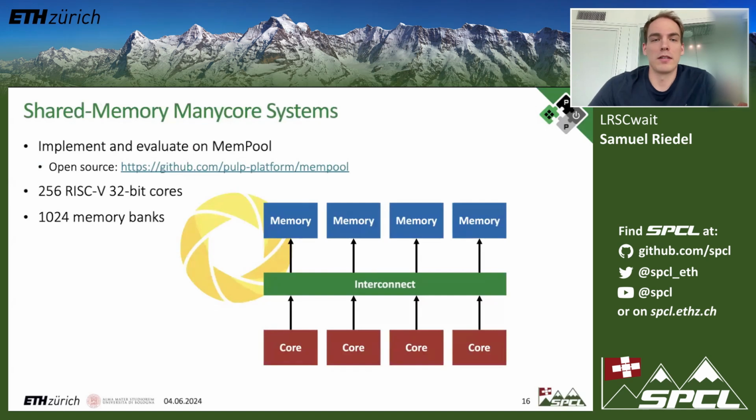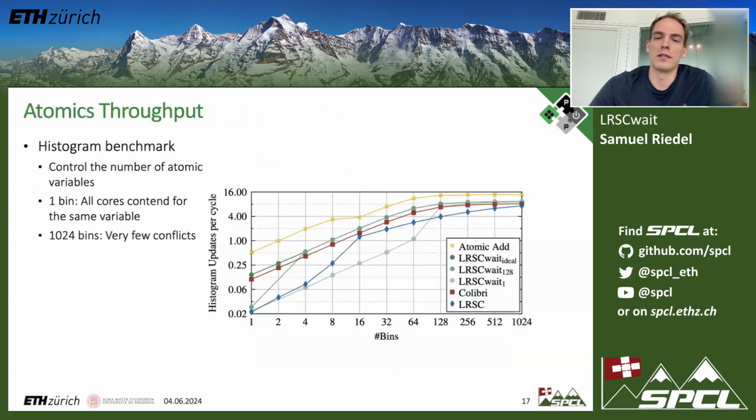So we implemented all of this on MemPool, one of our manycore architectures, where we have 256 RISC-V cores sharing a single shared memory, which consists of 1,024 banks. So you can see here that if we have 1,000 banks with queues of 256 entries, this is really a huge overhead. And that's why this Colibri scheme is so useful.